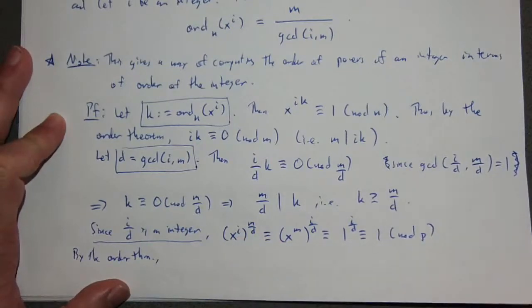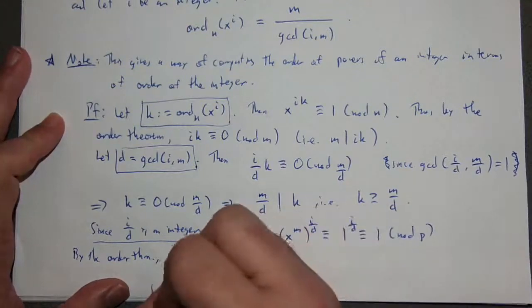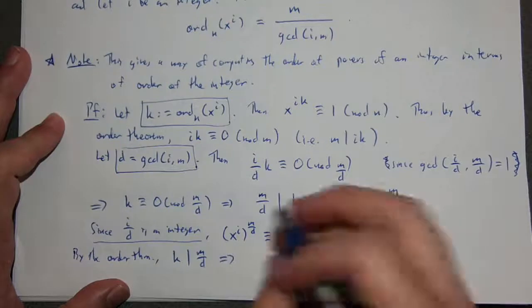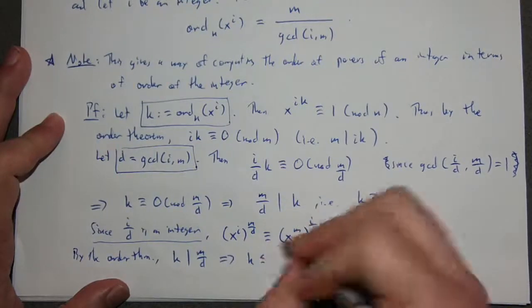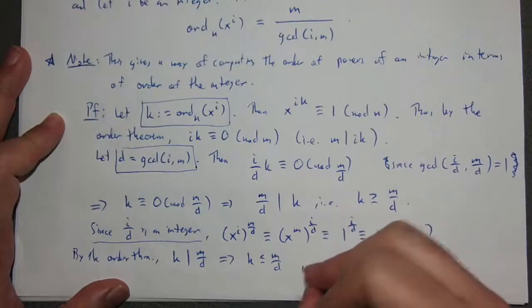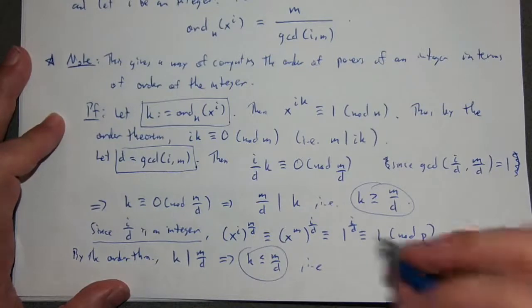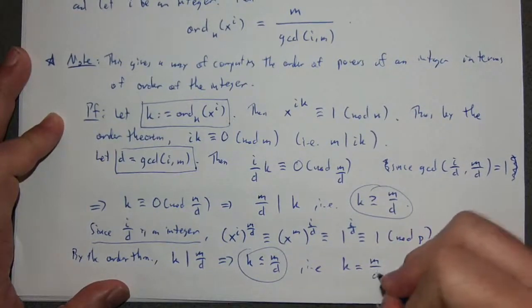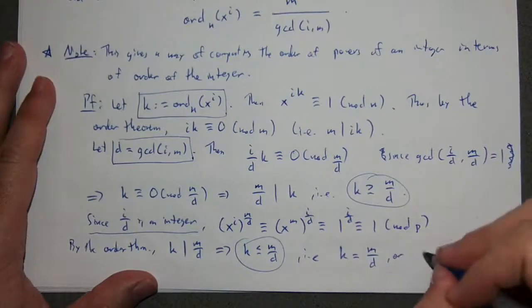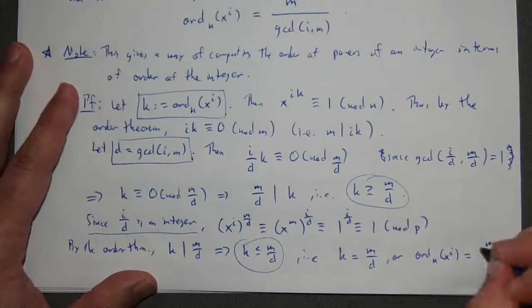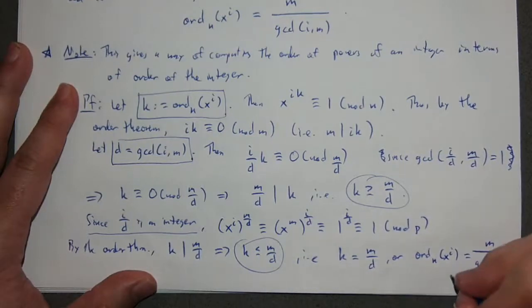So then what has to be true? k has to actually divide m over d. Right? But in that case, we have that k is less than or equal to m over d, i.e., since we have both of these facts, k is equal to m over d. Or, the order of x to the i mod n is m over the GCD of i and m. And that's it.